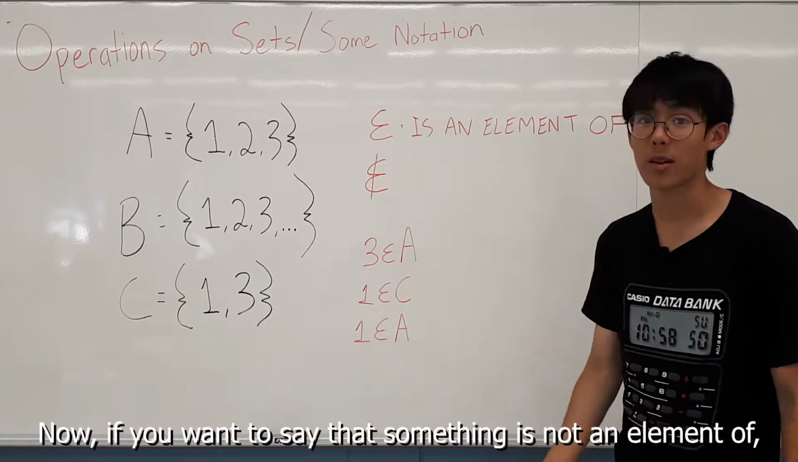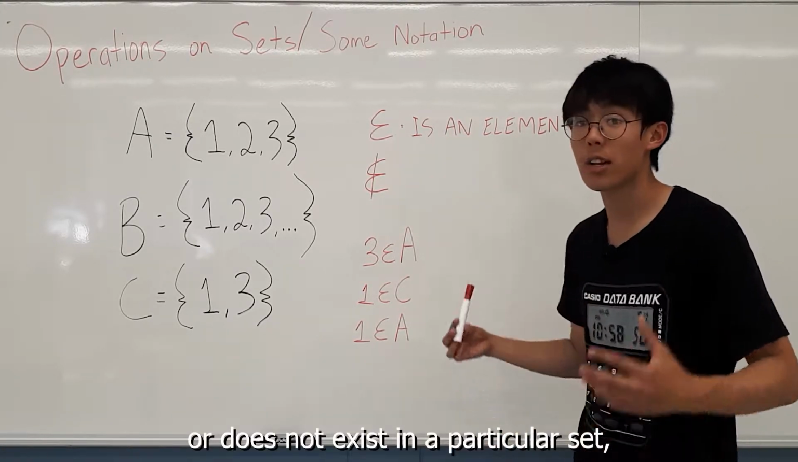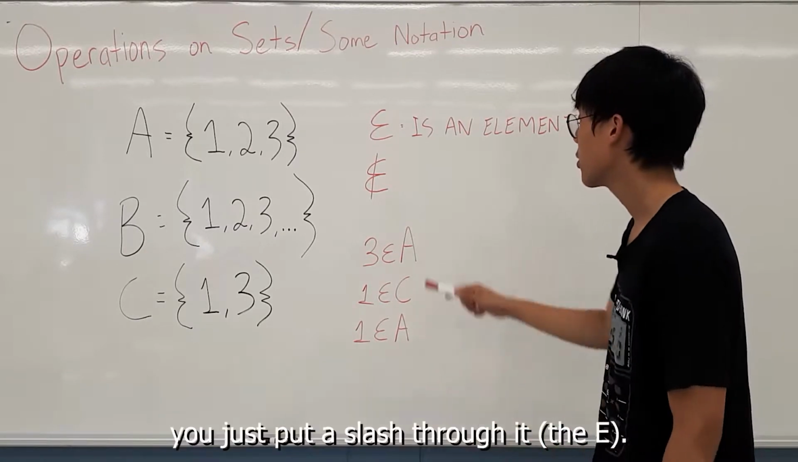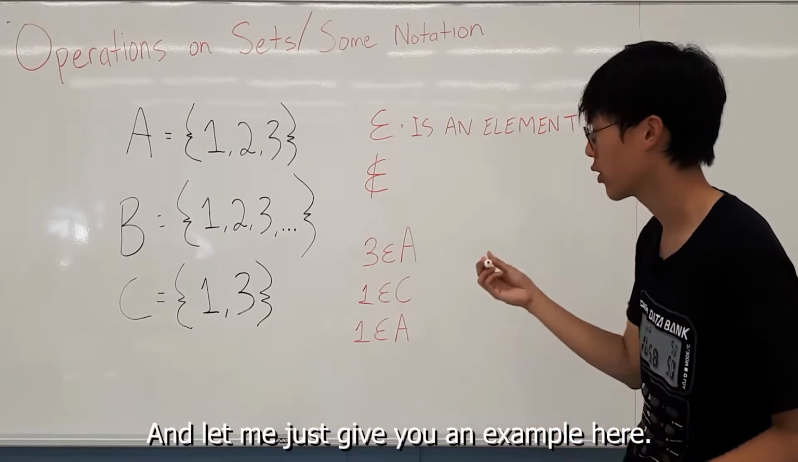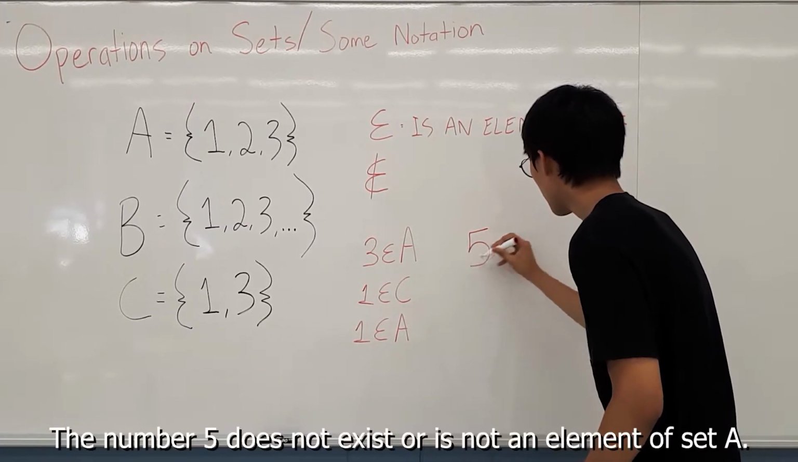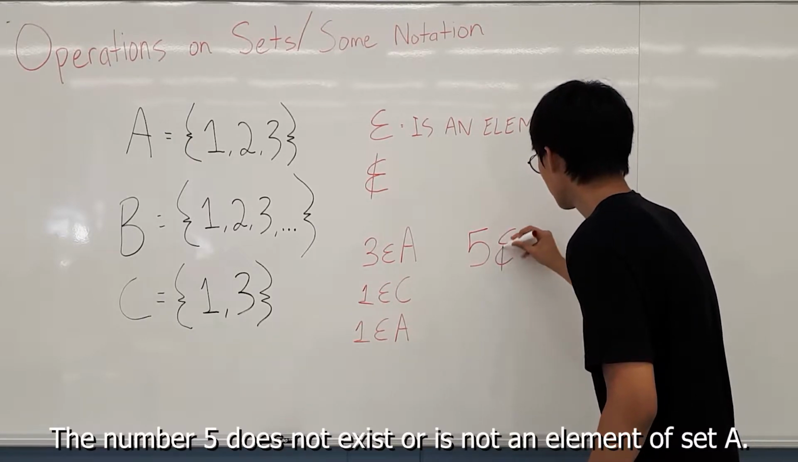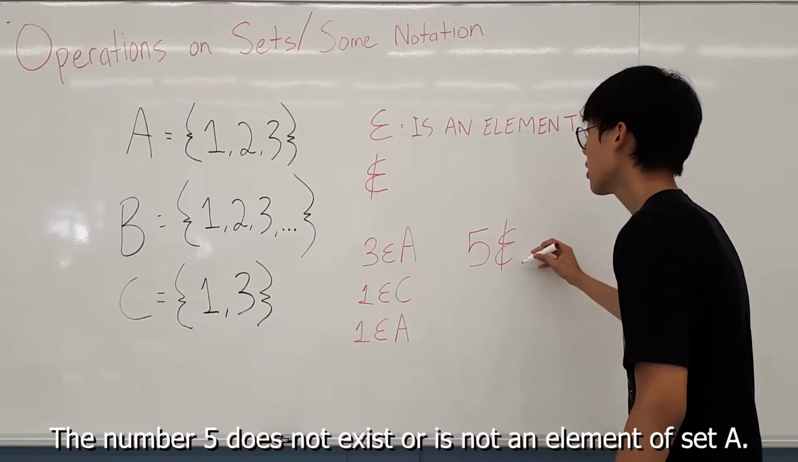Now, if you want to say that something is not an element of, or does not exist in a particular set, you just put a slash through it. And let me just give you an example here. 5 does not exist, or is not an element of set A.